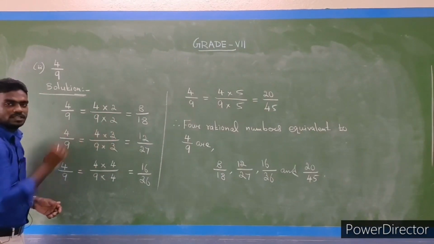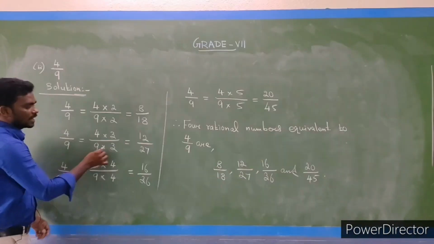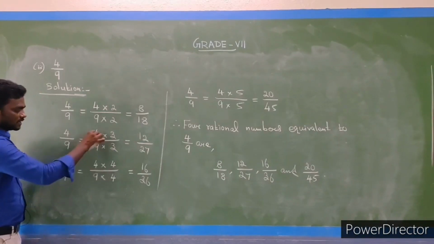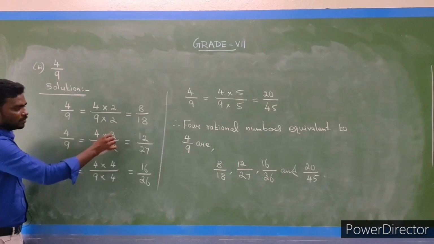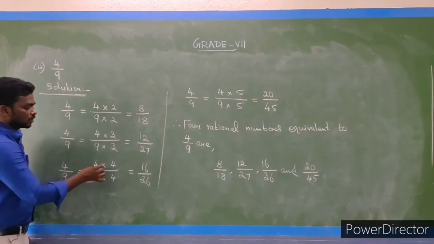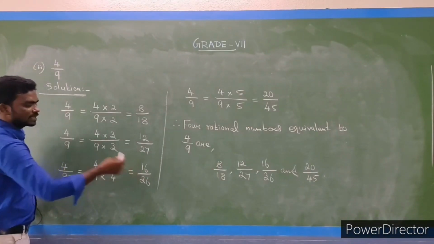3 divided by 3. So 4 3s are 12 and 9 3s are 27. Next, the same number 4 by 9 multiplied by 4 by 4. So 4 4s are 16 and 9 4s are 36.